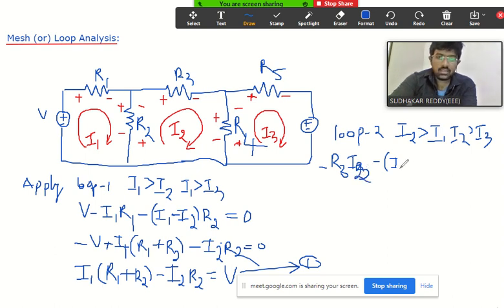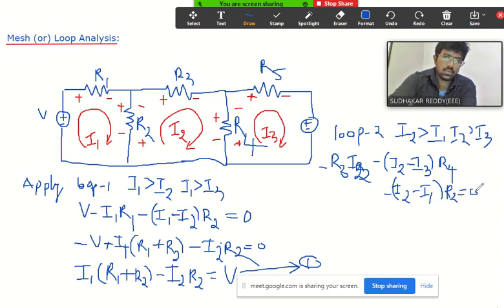So that is minus R3 I2, here I2, not I3. Then I2 minus I3 into the resistance R4. Again, when it comes to R2, what is the current there? I2 minus I1, for the R2 resistor. I2 minus I1 into R2 equals 0. I'm not simplifying this equation. Consider this as the second equation.